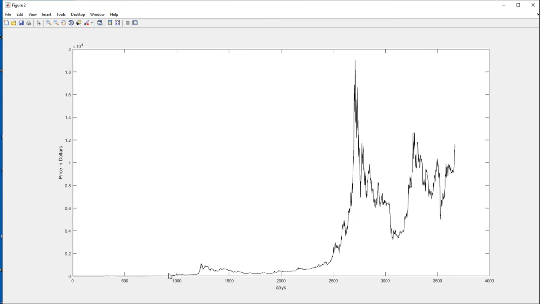This is the price of Bitcoin if it is plotted in a linear chart. On the y-axis we see the price in dollars. These are the days, and I'm choosing as time zero the time when Bitcoin was created.